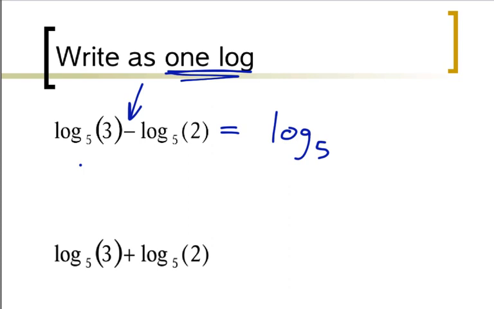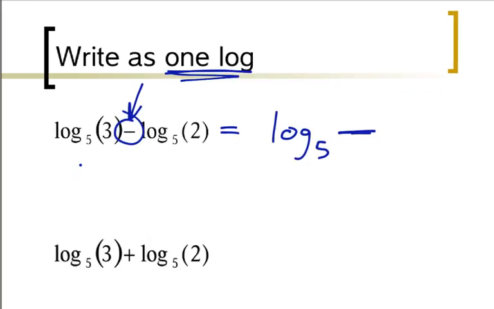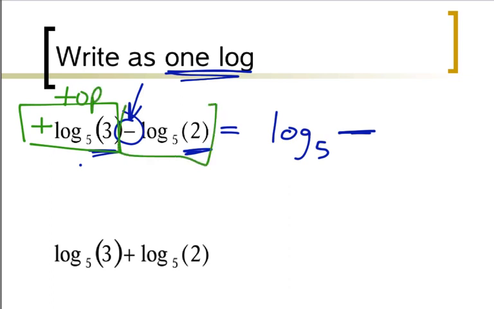So one log, and now subtraction means that I really have division happening. If you look back at your rules, subtraction means I had division in the first place. So the division is of the first number by the second number. Now, to remember which one goes where, remember the positive log goes on top, the negative log goes on bottom.